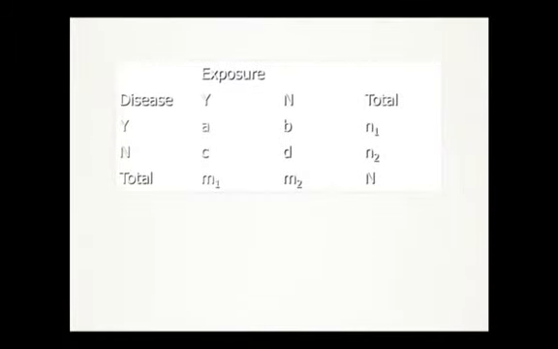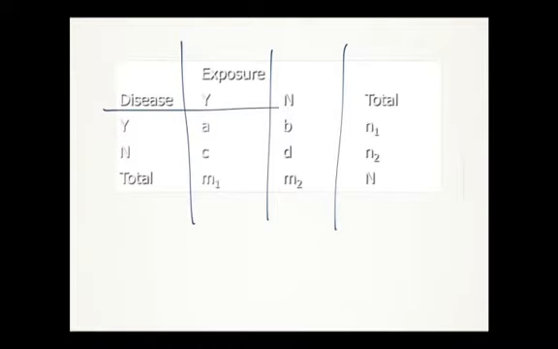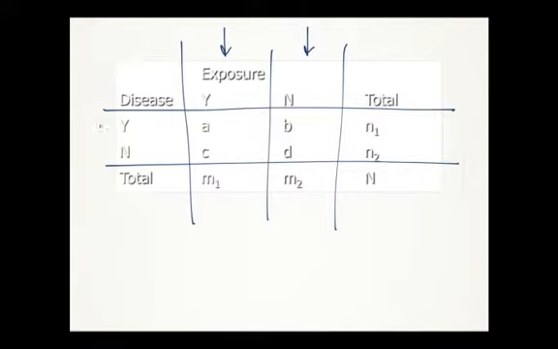So let's take a look at a table of what this might look like. Here we have the exposed, the unexposed, the people who got the disease, and the people who didn't get the disease. And then we have these cells A, B, C, and D, and then the margins as well.